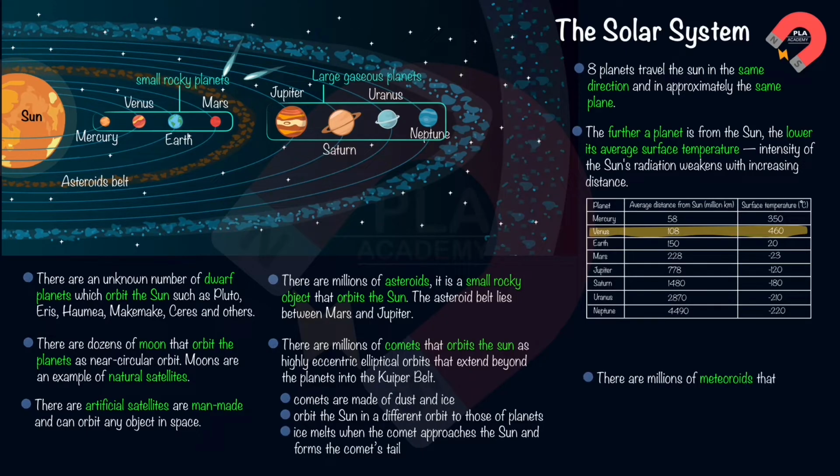There are millions of meteoroids that are rocky fragments of asteroids, comets, moon and planetary collisions. They are much smaller than asteroids, ranging in size from tiny grains up to meters. Further from Neptune, we have discovered the Kuiper belt and Oort cloud.